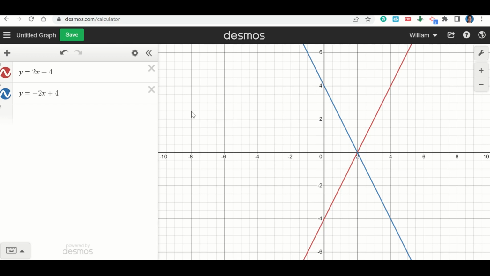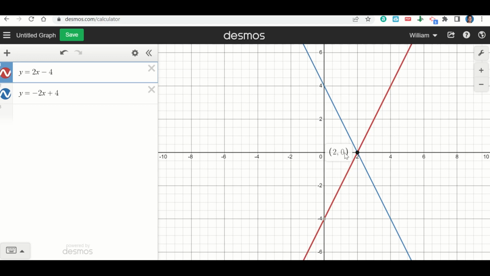So there's my two lines, and if I go to where the two lines intersect and click on it, I can see that it gives me the coordinates of exactly where the two lines intersect. They intersect at x equals 2 and y equals 0. So this would be the solution to my system of equations. And I can do this by inputting any two equations and then going to the point of intersection and clicking on it. It will tell me what the coordinate of that is, with the x coordinate first and the y coordinate second.